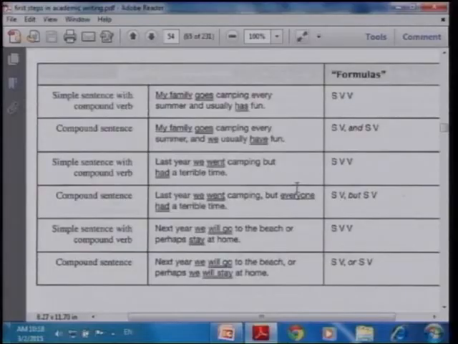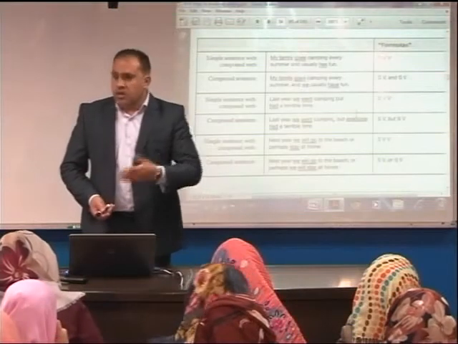So like I just said, sometimes I have a simple sentence with a compound verb or a compound subject, and sometimes I have a compound sentence. Let's see the examples here. Simple sentence with a compound verb. For example, my family goes camping every summer and usually has fun. So it is a simple sentence with an SVV structure.